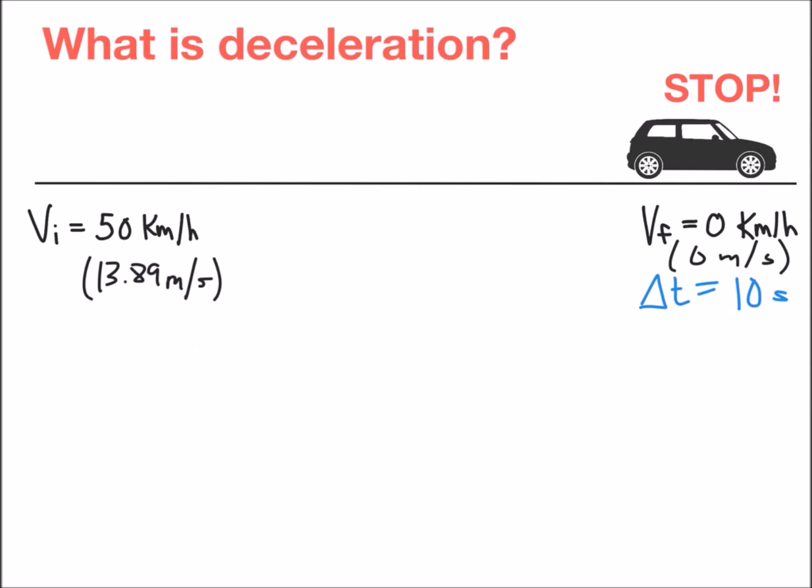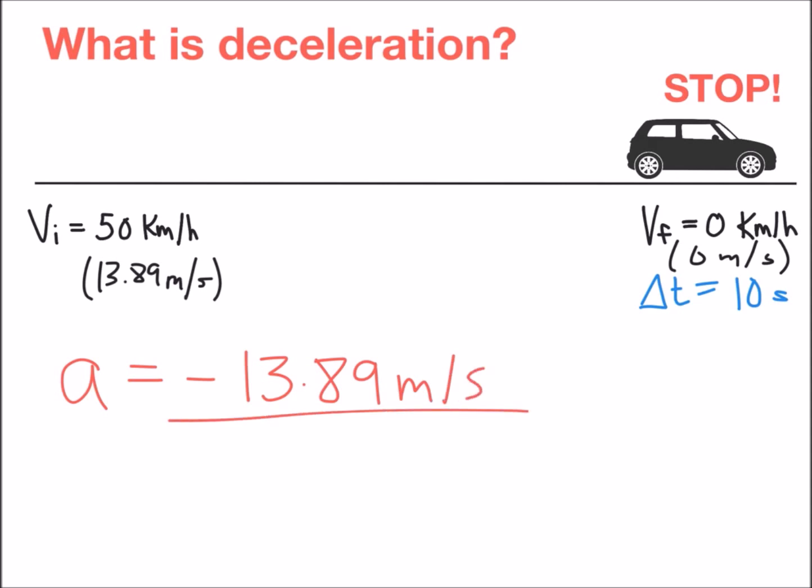When we do that calculation, the acceleration is going to equal negative 13.89 meters per second divided by 10 seconds. And that will be negative 1.389 meters per second squared.